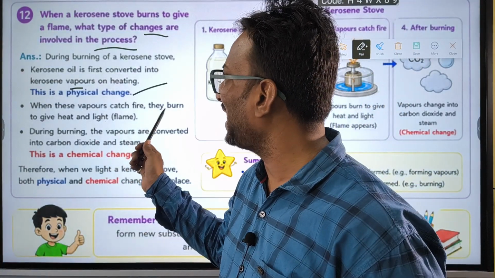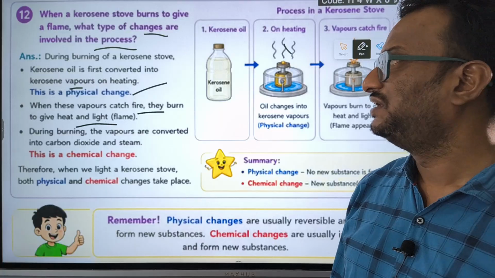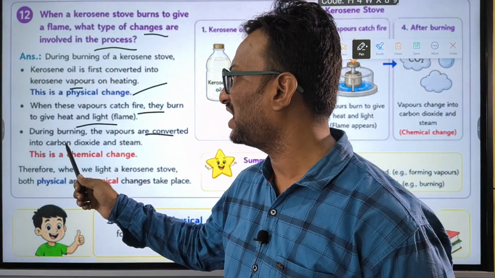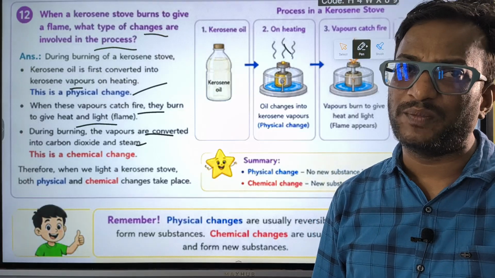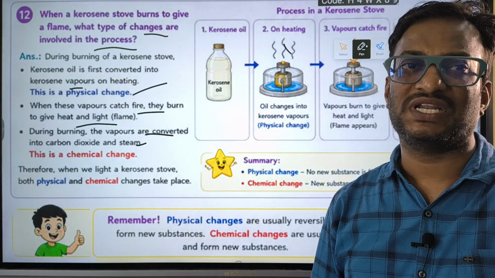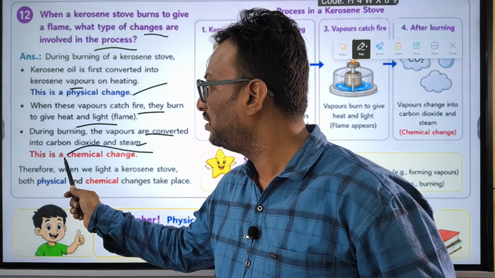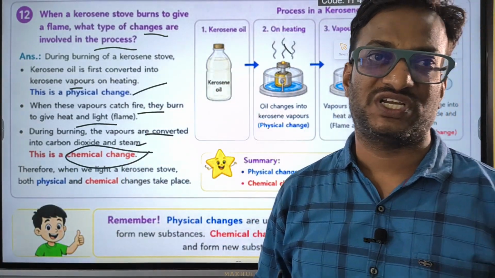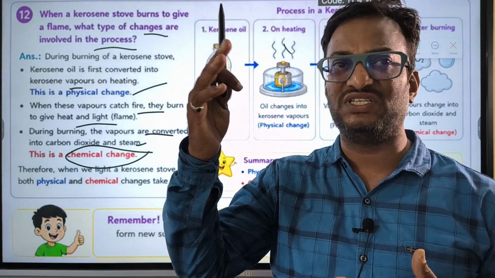When these vapors catch fire, they burn to give heat and light. During burning, at the time of burning, those kerosene vapors are converted into carbon dioxide and steam. This is called chemical change. Conversion of liquid kerosene into vapor is not a chemical change, it's a physical change.